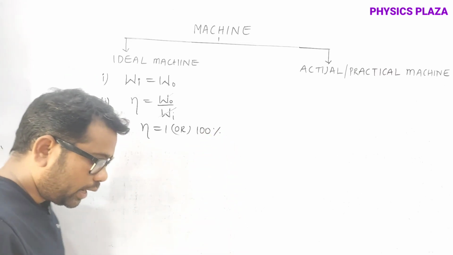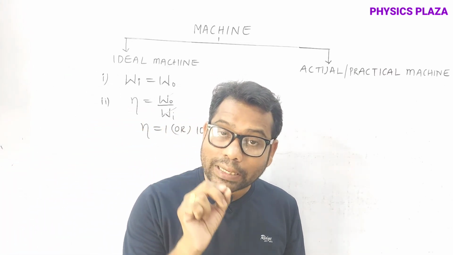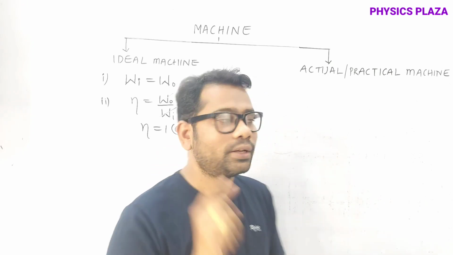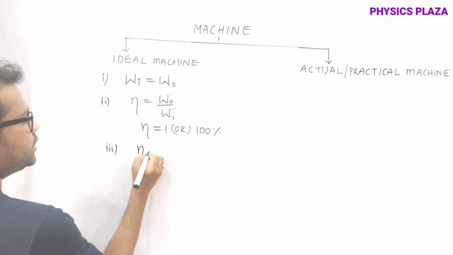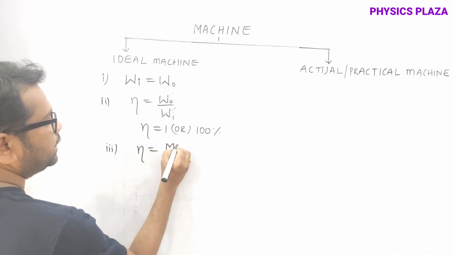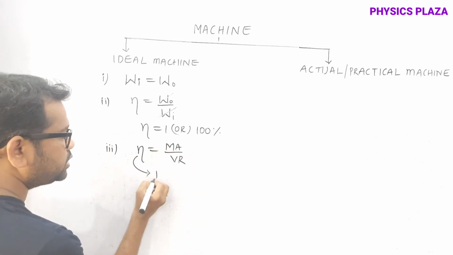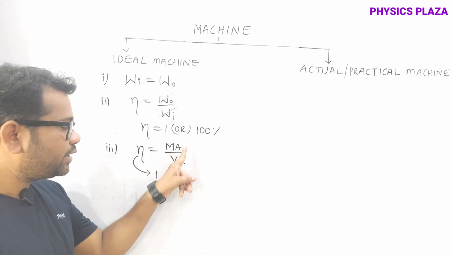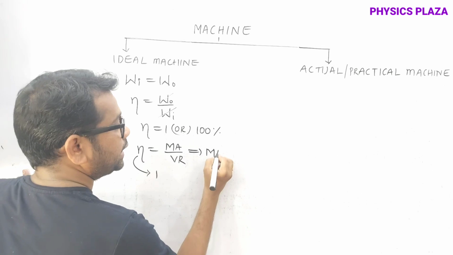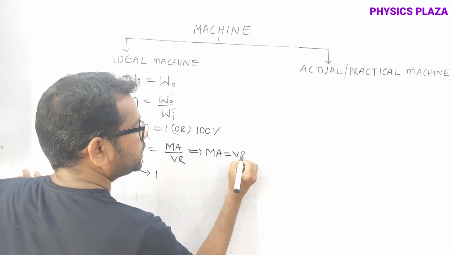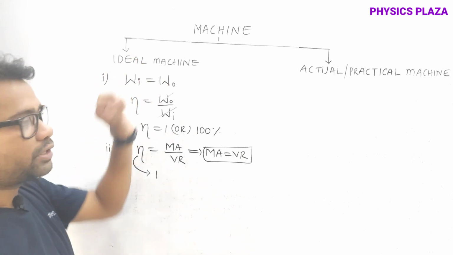Very important. And in the exam they will ask like this: for an ideal machine, how are mechanical advantage and velocity ratio related? Children, from the relation which we discussed, efficiency is equal to mechanical advantage by velocity ratio. But this efficiency value is 1. As mechanical advantage by velocity ratio is equal to 1, children, how are these two related? Mechanical advantage is equal to velocity ratio. So these are the 3 points which we need to remember for an ideal machine.